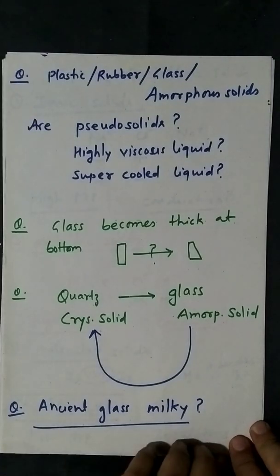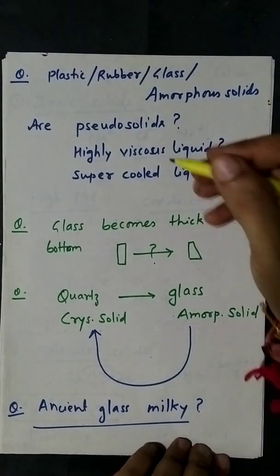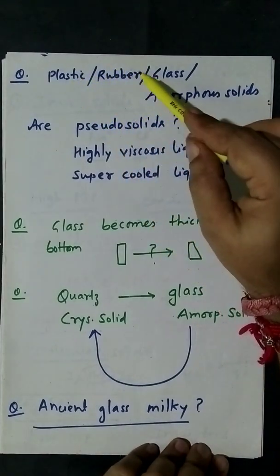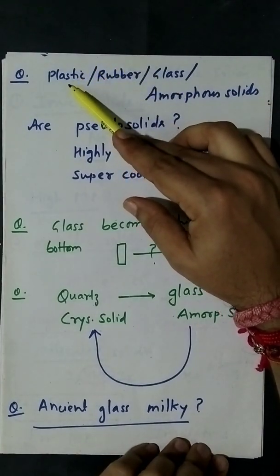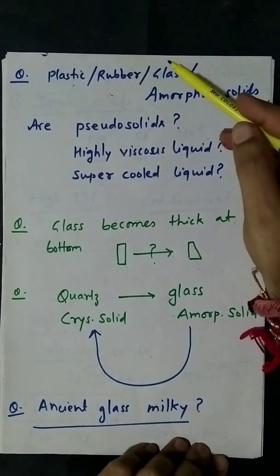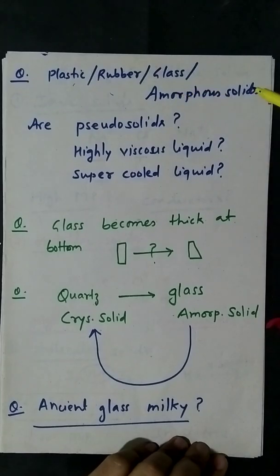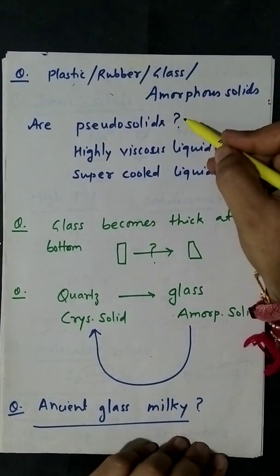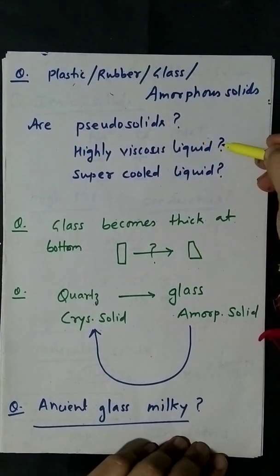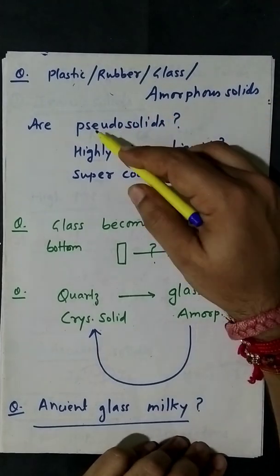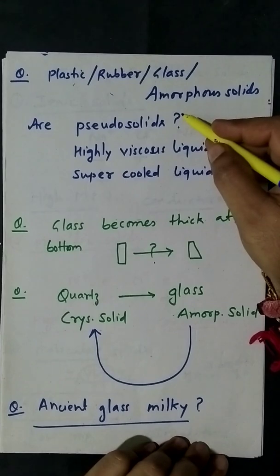Now a few more questions with respect to amorphous solids. First, these are the three best examples of amorphous solids for us: plastic, rubber and glass. The first question is, why are plastic, rubber and glass, or amorphous solids, pseudo-solids, highly viscous liquids, or also known as supercooled liquids? Pseudo-solid means false solid.